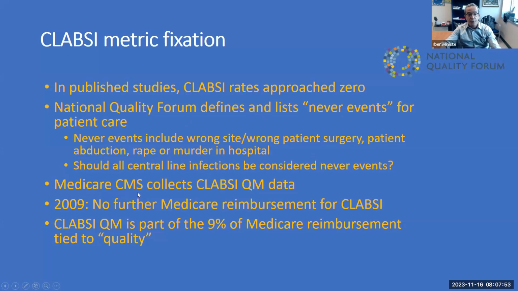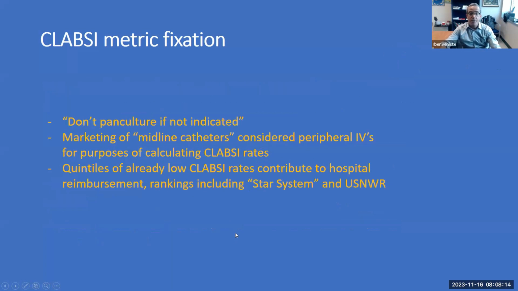So Medicare, Center for Medicare Services, collects central line infection quality metrics data. Beginning in 2009, Medicare said they're no longer going to pay for any expenses associated with central line infections. And that metric is part of the 9% of Medicare reimbursement tied to quality. And remember, this is such a rare event now. How do you really rank hospitals in quintiles for central line infections when the baseline rate is so low?